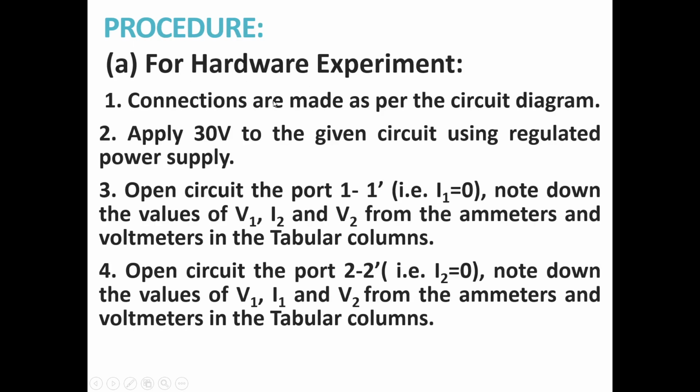So procedure for hardware experiment. So connections are made as per the circuit diagram. Apply 30 volts to the given circuit using regulated power supply. Open circuit the port 1 dash, that is I1 equal to 0. Note down the values of V1, I2 and V2 from the ammeters and voltmeters in the tabular column. Next, open circuit the port 2 dash, that is I2 equal to 0. Note down the values of V1, I1, V2 from the ammeters and voltmeters in the tabular columns. Just pause this video and copy the procedure in your observation.